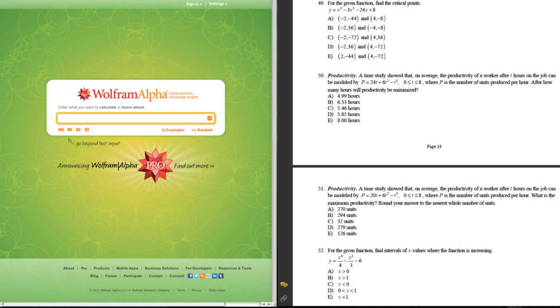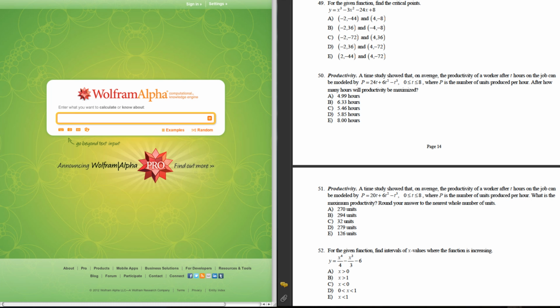A time study showed that on average the productivity of a worker after T hours on the job can be modeled by P equals 24T plus 6T squared minus T cubed, from 0 to 8, where P is the number of units produced per hour. After how many hours will productivity be maximized?